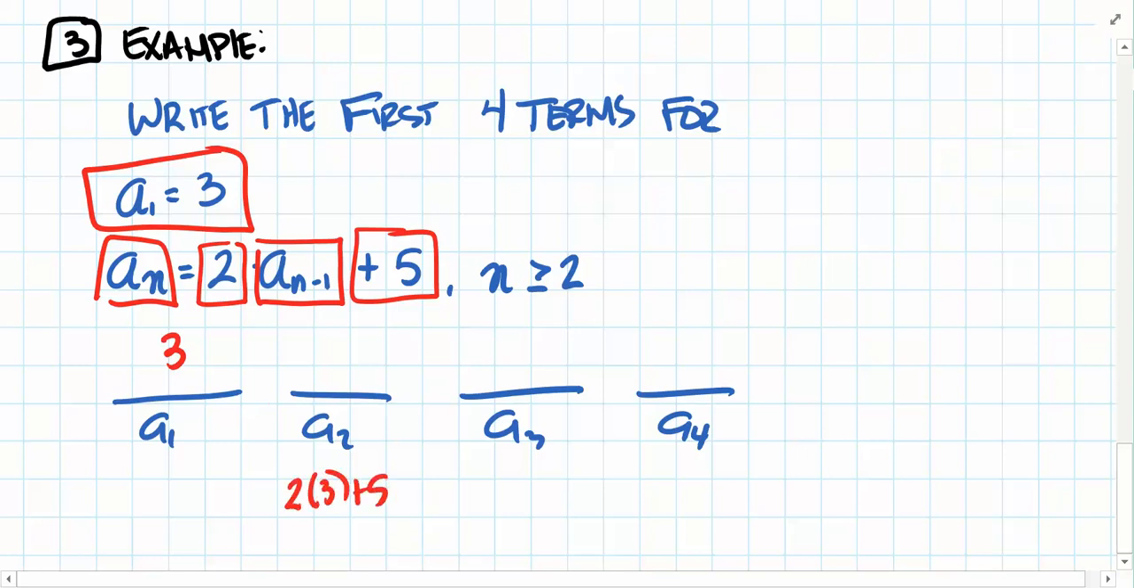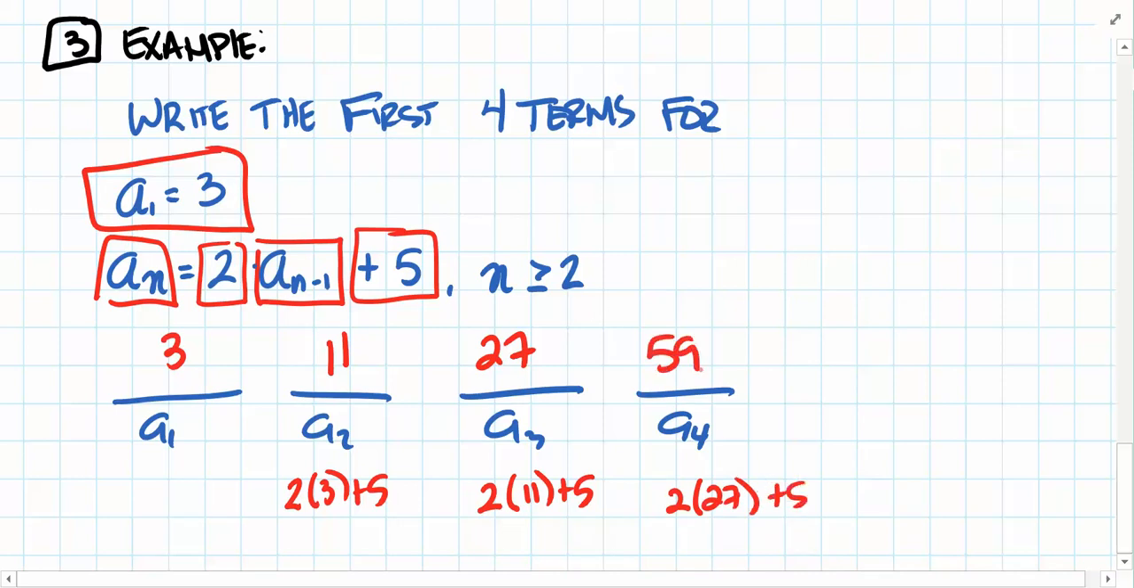That's 2 times 3 is 6, which gives me 11. To get the next term, I go 2 times the previous term, which is 11, and then add 5. That's 22 and 5, which makes 27. To get the next term, I go 2 times the previous term, which is 27, and then add 5. That ends up being 59. So the first 4 terms in the sequence are 3, 11, 27, and 59. And again, this is what's known as a recursively defined sequence.